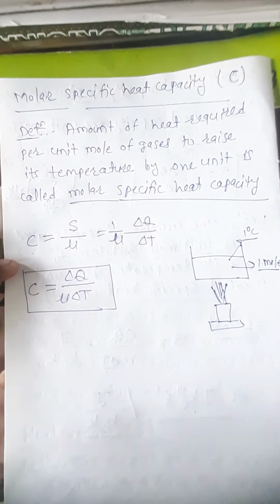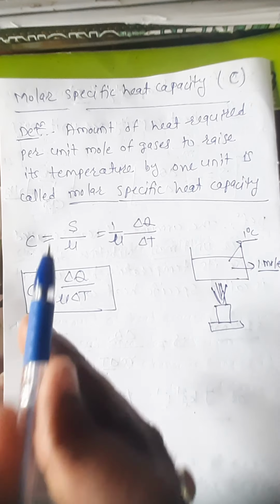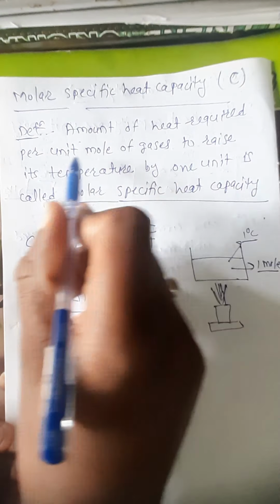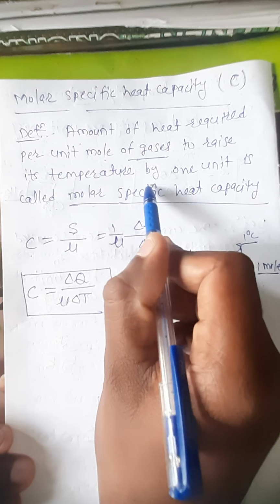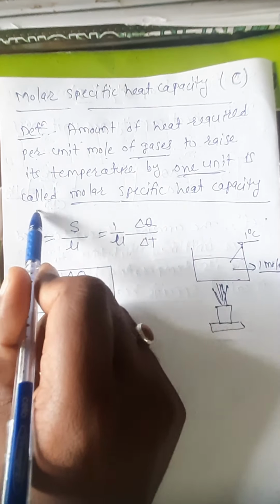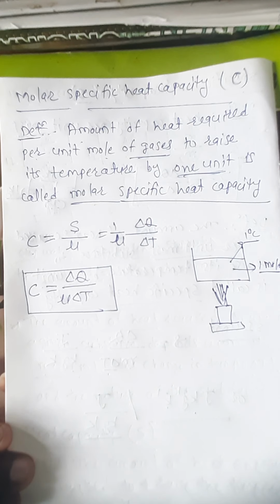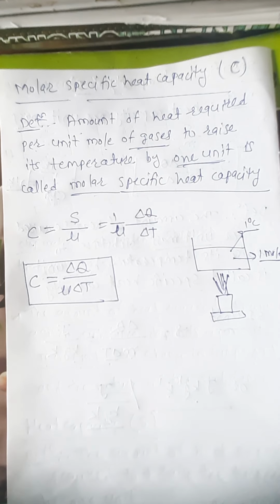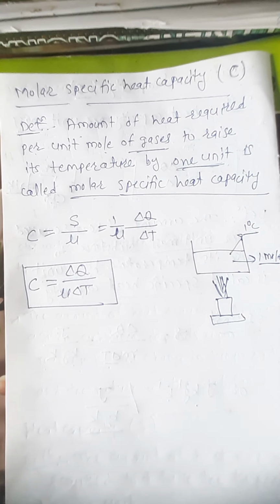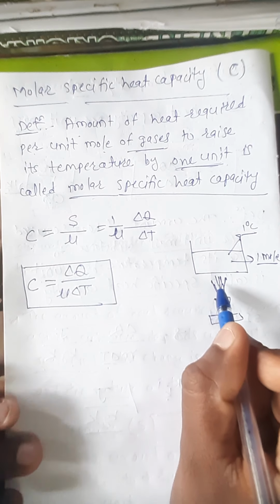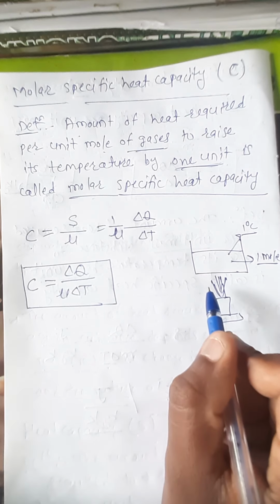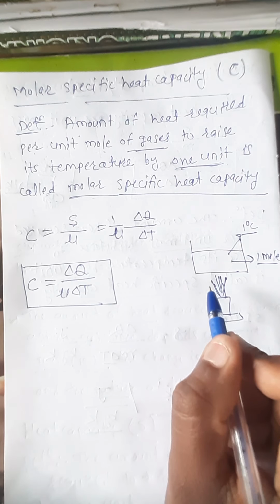Now this is the specific heat capacity, and it is defined as the amount of heat required per unit mole of gas to rise its temperature by 1 unit is called as molar specific heat capacity. Now if you want to increase the temperature of 1 mole of gas by 1 degree Celsius, for that purpose whatever the amount of heat required, that is known as a molar specific heat capacity.